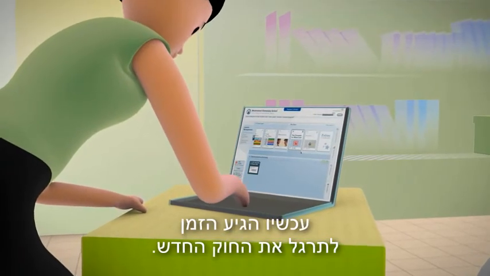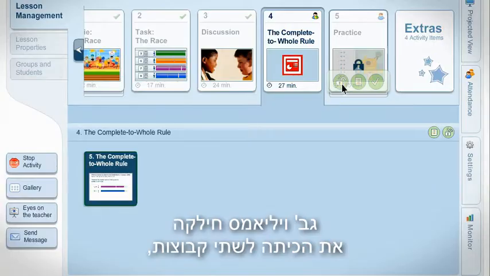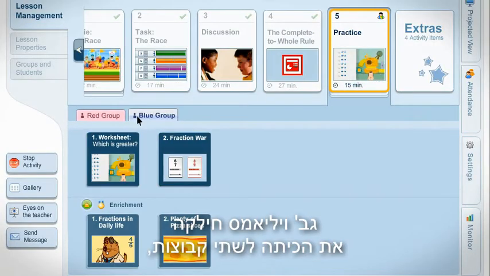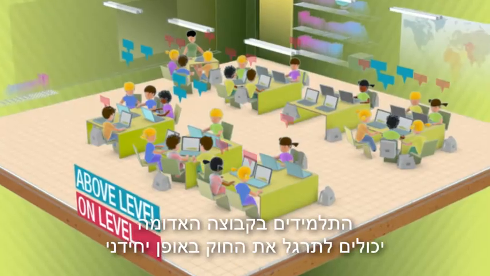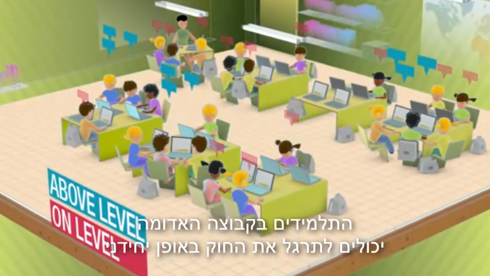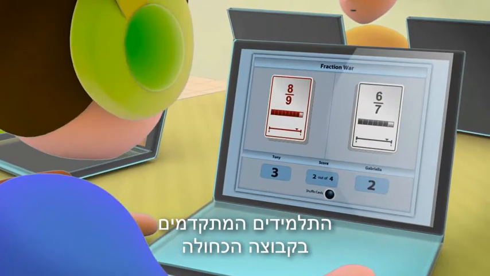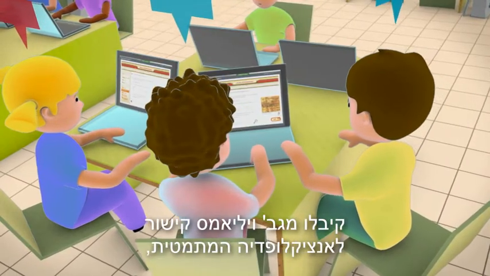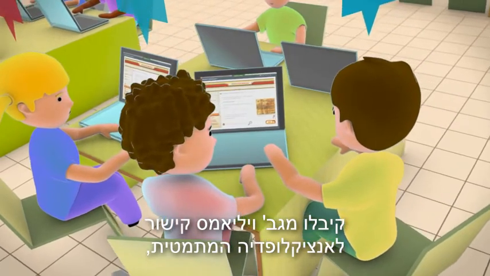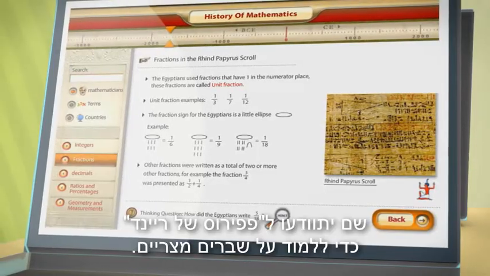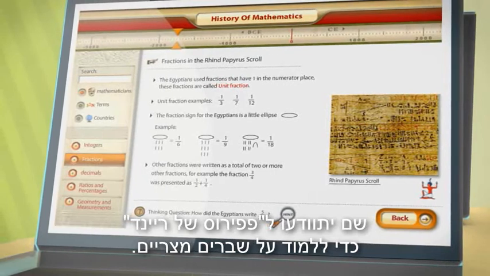Now it's time to practice the new rule. Miss Williams has divided the class into 2 groups based on their progress. Students in the red group can individually practice the rule in a game called the Fraction War. For the advanced blue group, Miss Williams has provided a link to the Mathematics Encyclopedia, where they're introduced to the Rhind papyrus scroll in order to explore Egyptian fractions.